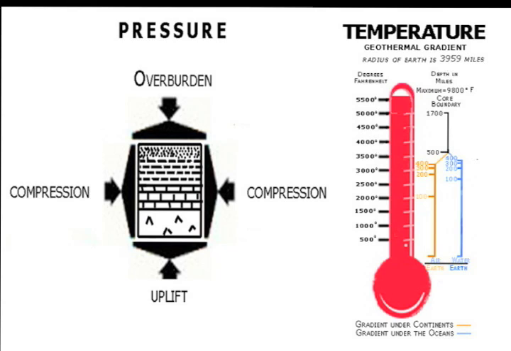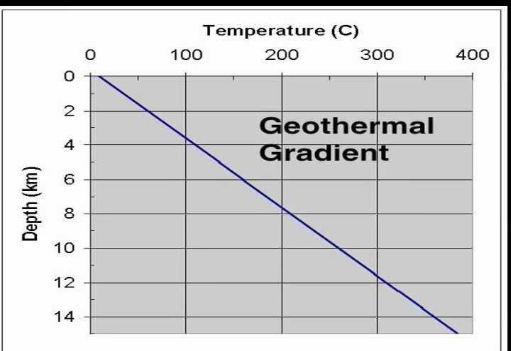Heat alone can cause metamorphism. Under the continents, the geothermal gradient increases an average of 20 degrees Celsius per kilometer of depth, attaining 100 degrees, the boiling point of water, only 4 kilometers down, and ranges up to almost 300 degrees at 10 kilometers, 6 miles. That is enough heat to cause replacement of one mineral by another.